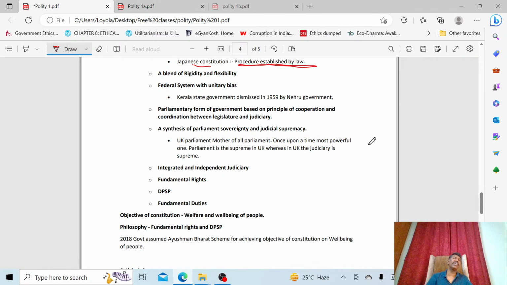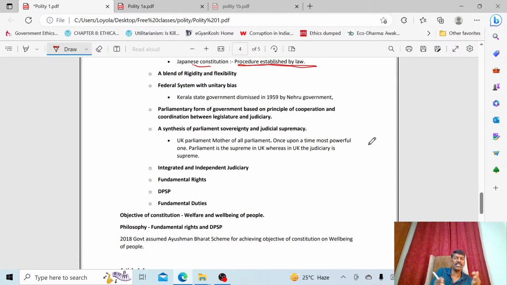Then we know very well that the federal system is a feature. On that basis, it may be a federal feature, but India has a unitary bias that is more. The best example: India's first state in 1959 under Kerala, the communist government was dismissed by the Nehru government. This is the first and foremost important thing we can talk about with the federal system with a unitary bias. We can say it is a federal form of government, but some people say it is a quasi-federal form of government. It is not completely federal, it's quasi-federal, and the unitary bias is more.